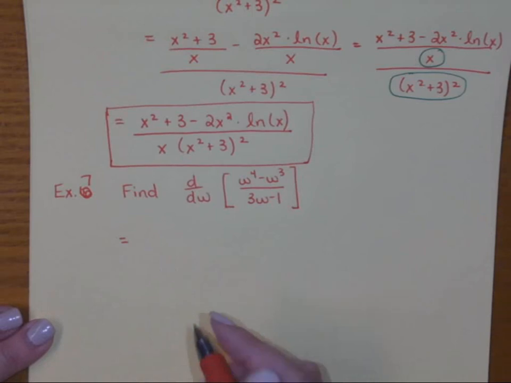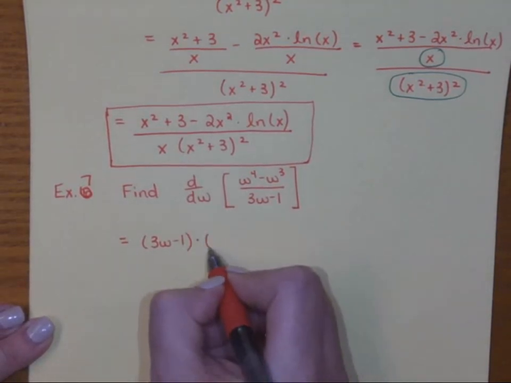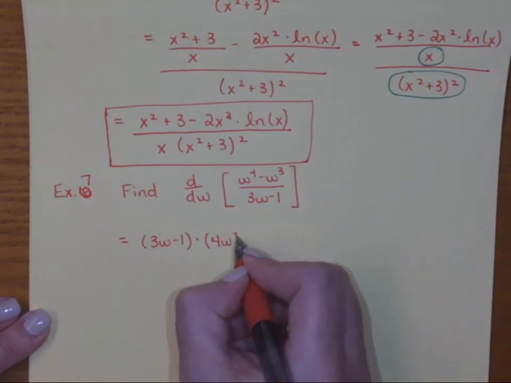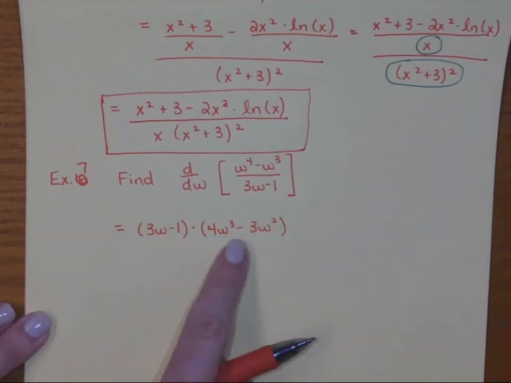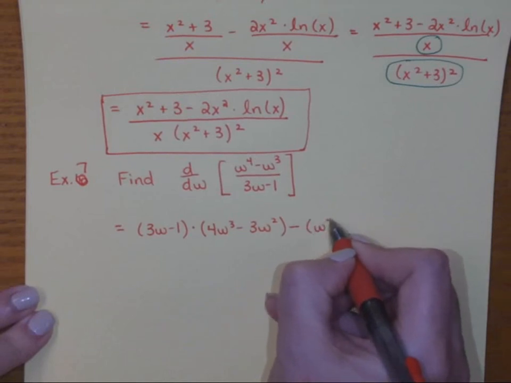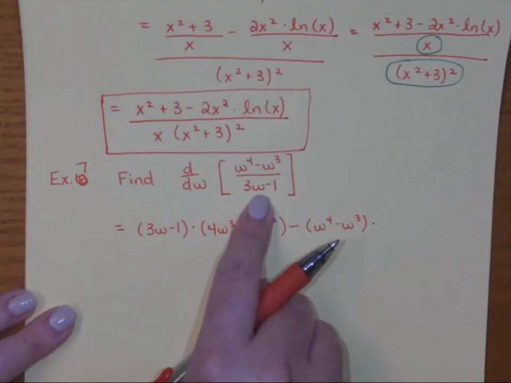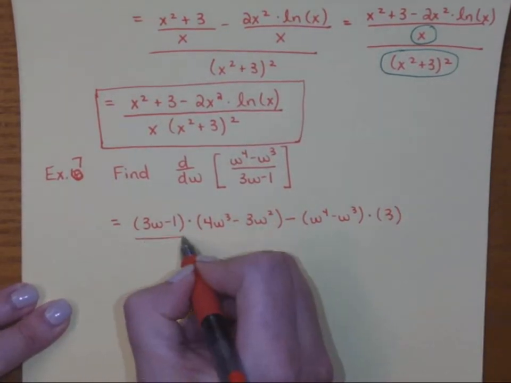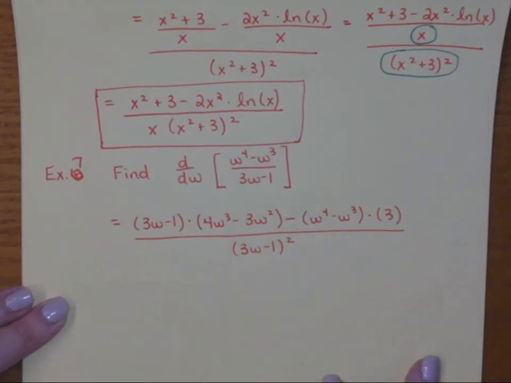The derivative is going to be bottom times derivative of the top, so be careful. Derivative of the top would be 4w cubed minus 3w squared. So I have bottom times derivative of the top minus the top times the derivative of the bottom. So the derivative of 3w minus 1 is just 3. And then all of that mess over the bottom squared.